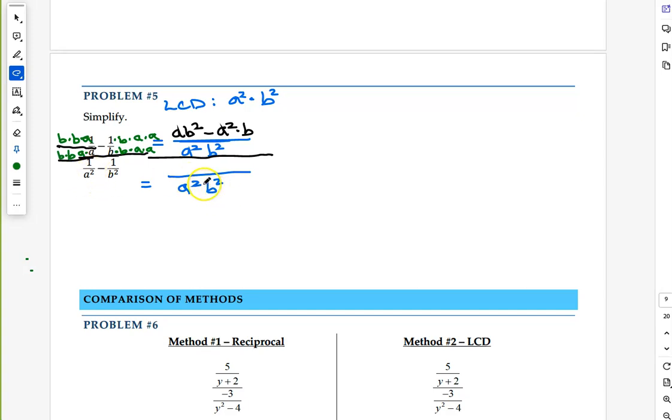So I've got a squared. What does it need to be able to look like a squared b squared? It's missing that b squared part. So if I'm going to multiply the bottom by b squared, I need to multiply the top by b squared. And similar over here, it has the b squared, but it needs an a squared, so let's multiply that by a squared on the top and on the bottom. Okay, so then my numerator is b squared times 1, which is just b squared, minus 1 times a squared, which is just a squared.